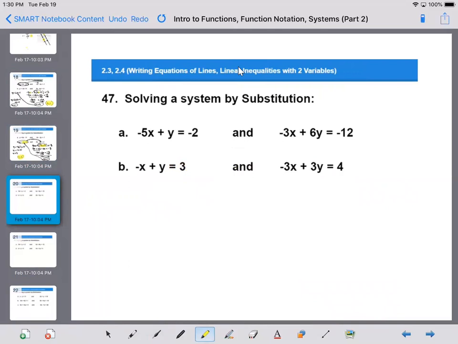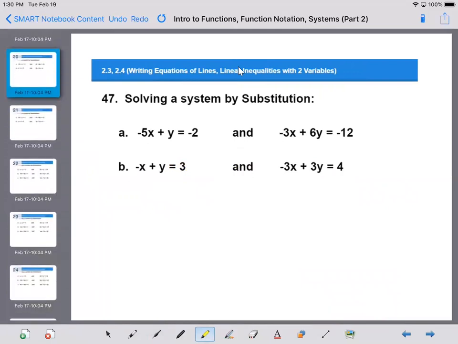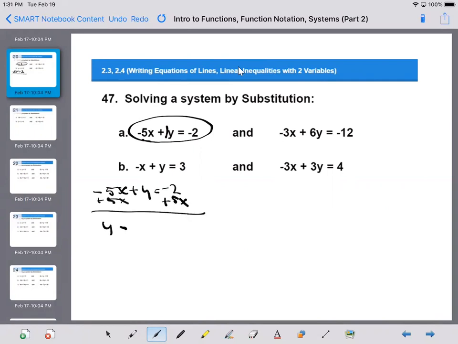All right. Let's look at another one. Here I know since y has a coefficient of 1, this would be the best one to solve for. So I'm going to solve for y here. And I'm going to add the 5x. So y is equal to 5x minus 2.